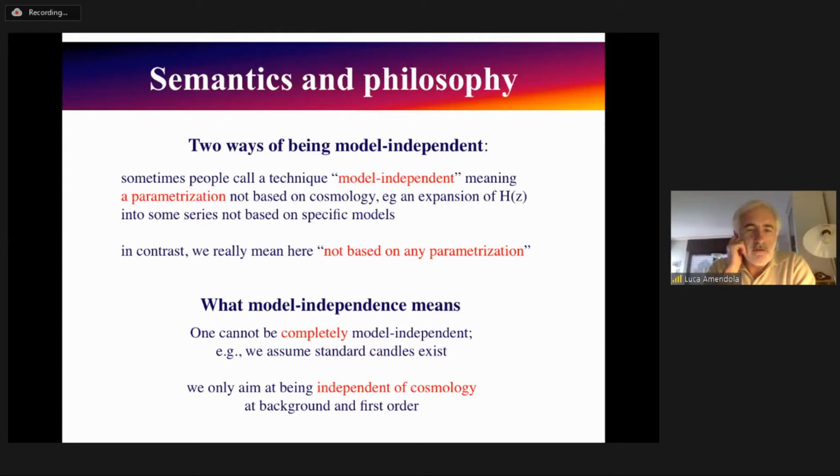Now, I need to clarify that when I say model-independent, I do not mean that I'm assuming some expansion, as is often done in the literature, in the sense of taking H(z) or any other quantity and building a parameterization which is not based on a particular model. This is not what I'm talking about here. It's really not based on any parameterization. And when I say model-independent, of course, I cannot claim that one can be completely model-independent. For instance, I will assume that standard candles exist. So in a sense, I'm assuming some model, but I'm not assuming a model of cosmology. I leave it completely free, both at background and first order.